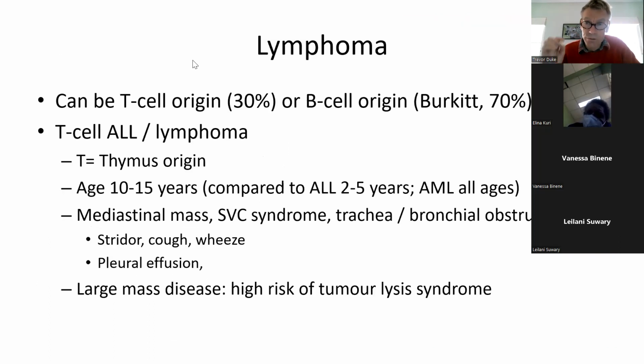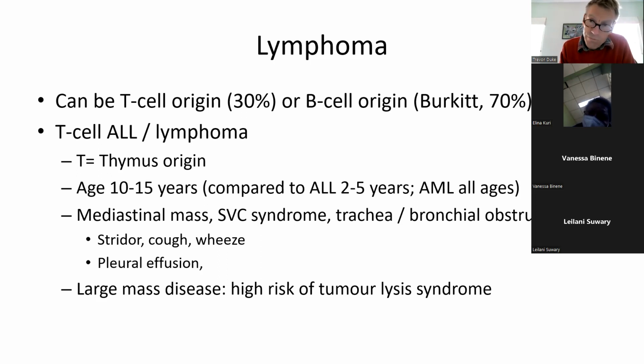So we've talked about acute leukemia, and now I wanted to talk about lymphoma because they're related to the leukemias, but they're all lymphocytic. They're not granulocytic. Okay, the lymphomas are lymphocytic, and remember I said that lymphocytes can be B cells or T cells, and about 30% of the lymphomas are T cell in origin.